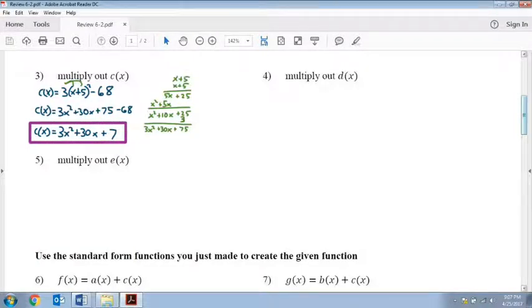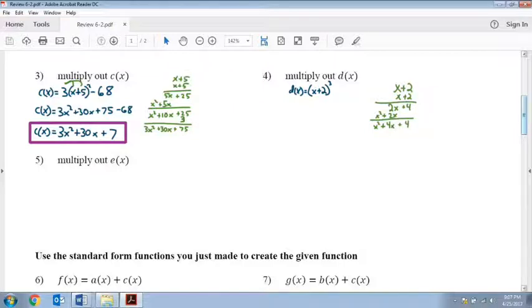Number 4, multiply out d of x. Well, d of x was x plus 2 to the third power. So we're going to have to multiply it by itself 3 times. We'll do x plus 2 times x plus 2. 2 times 2 is 4. 2 times x is 2x. X times 2 is 2x. And x times x is x squared. Combine your terms, that's 1x squared. 2 plus 2 is 4, so that's 4x. Bring down your 4. So that's x plus 2 squared.